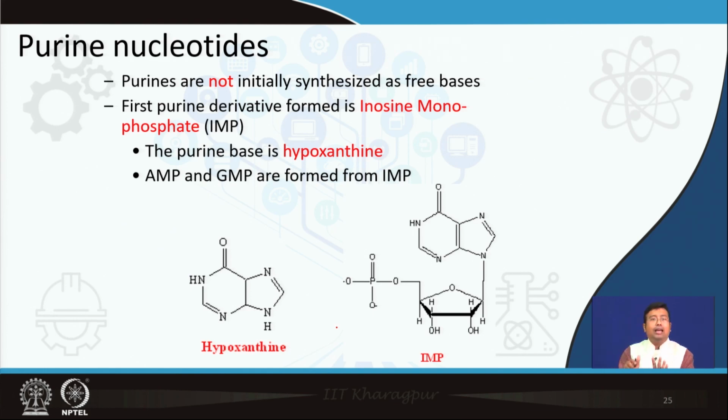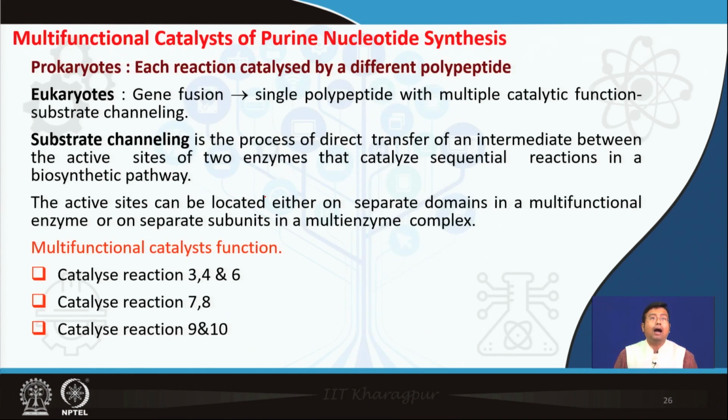But we see that they are not directly synthesized. So, the first intermediate is IMP, and AMP and GMP are actually formed from IMP. Anyway, one thing that you need to know is the processes or the enzymes of purine synthesis. There are 10 steps, and in prokaryotes each reaction has been seen to be catalyzed by a different polypeptide. There is no problem in that.